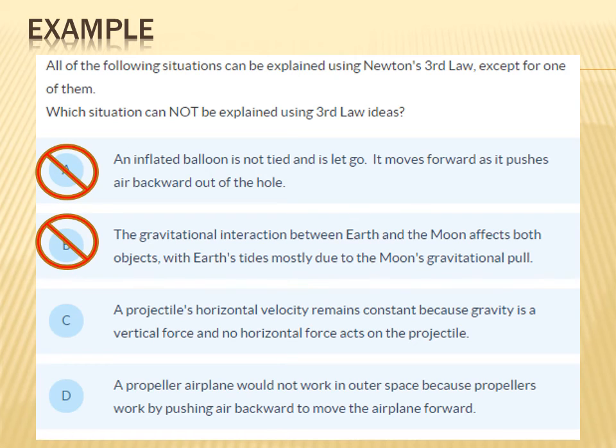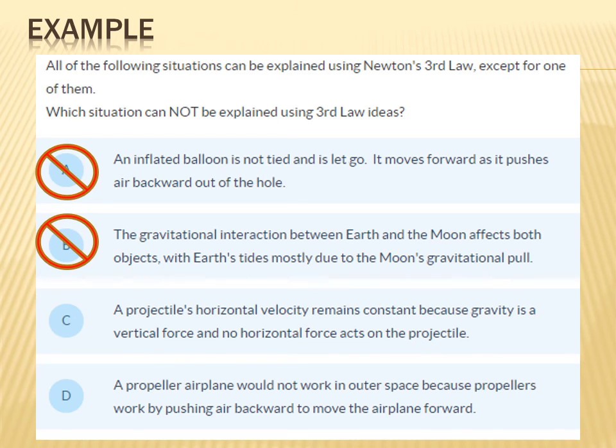C says a projectile's horizontal velocity remains constant because gravity is a vertical force and no horizontal force acts on the projectile. We know that's true from two-dimensional motion. I don't know if I can relate that to a third law. Let's move on to D.